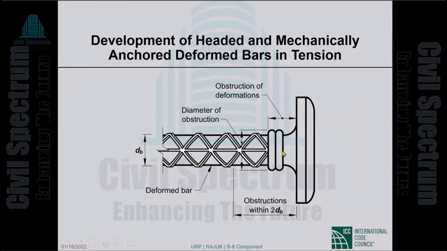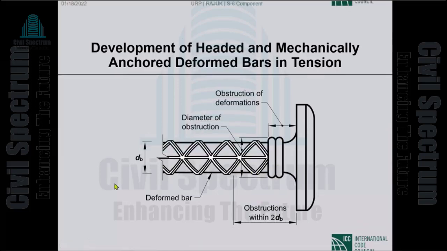The disturbance, so this is the regular pattern of deformation of the bar that is disturbed at the end, but the disturbance, the obstructions, must be within 2 bar diameters. Okay, so these things that are different from the regular deformation shall not extend more than 2 bar diameters into the bar. That's what this is saying.